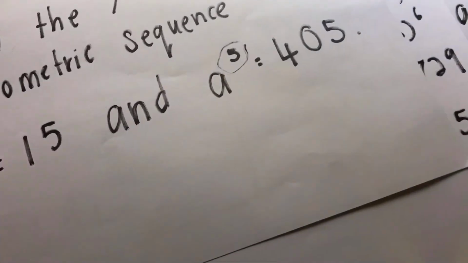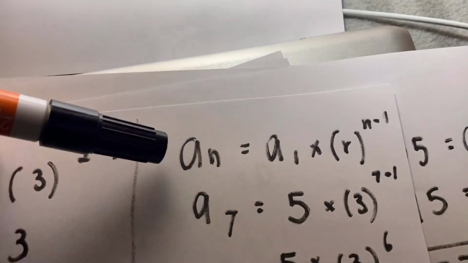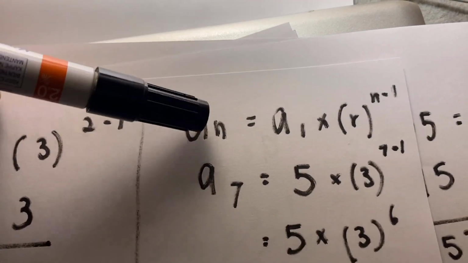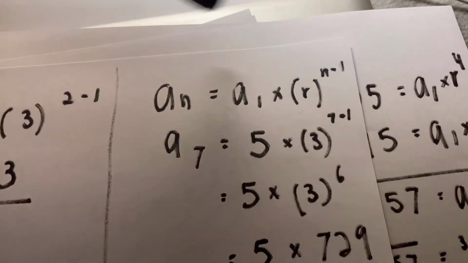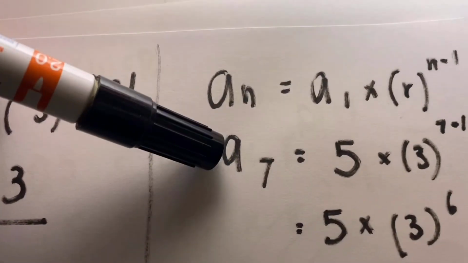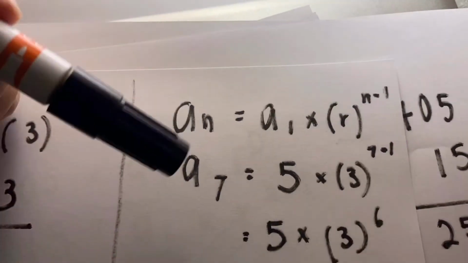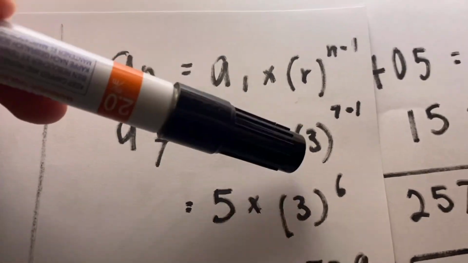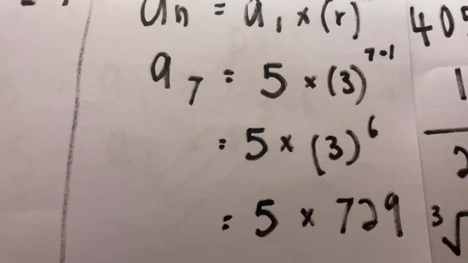Now all we have to do is apply the formula as usual, which is a sub n equals a sub 1 times r to the n minus 1. Now we apply a sub 7, because it is the 7th term. So a sub 7 equals 5 times 3 to the 7 minus 1. This is the common ratio. Okay, let's proceed.